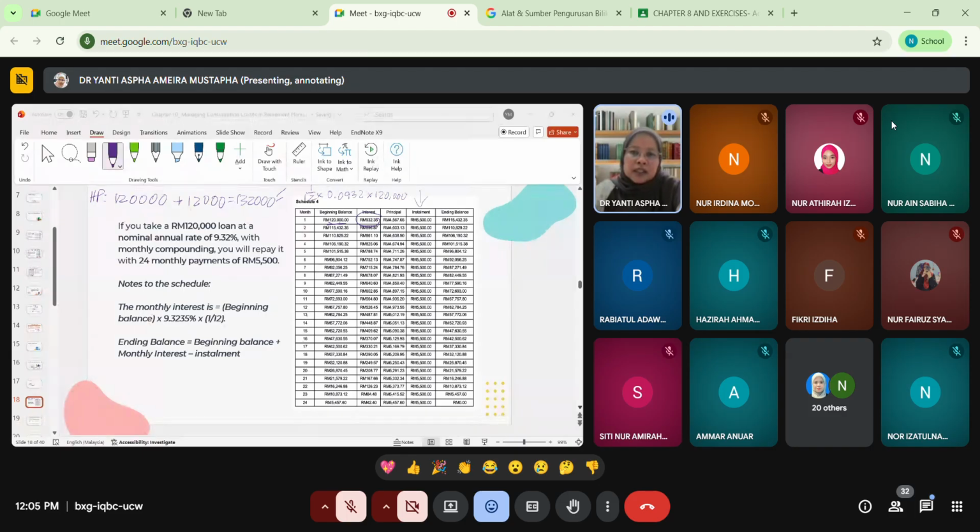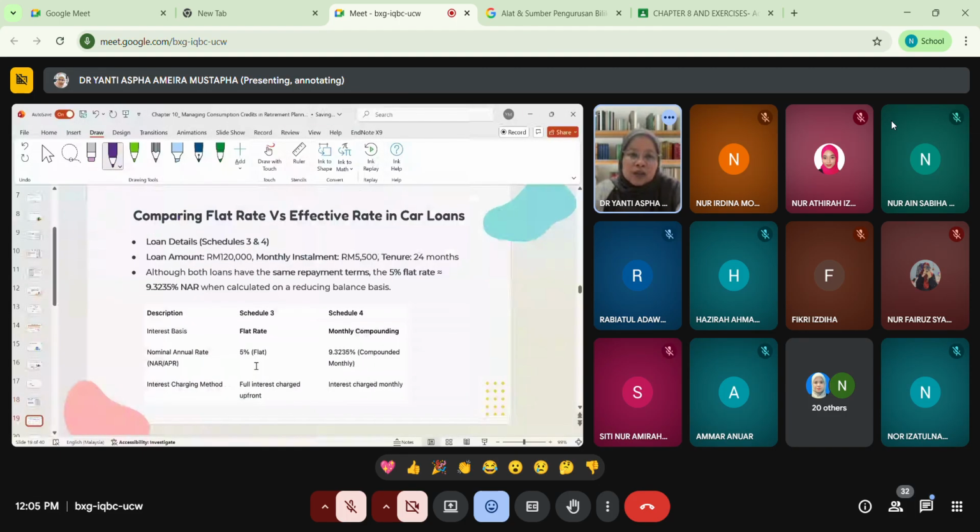Okay, so let's see the explanation. Comparing flat rate and effective rate for car loans, details in schedules 3 and 4. You can flip over to schedule 3. The loan amount is 120,000, the monthly installment is 5,500, and the tenure is 24 months. Same, only one is a flat rate and one is an effective rate. Although both loans have the same repayment terms, the 5% interest rate is 9.35% NAR when calculated on a reducing balance basis.